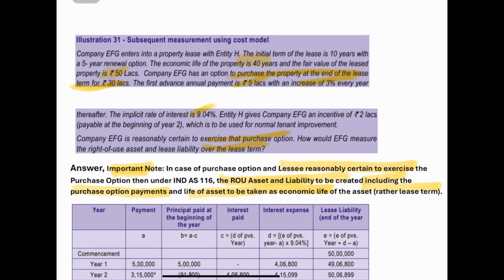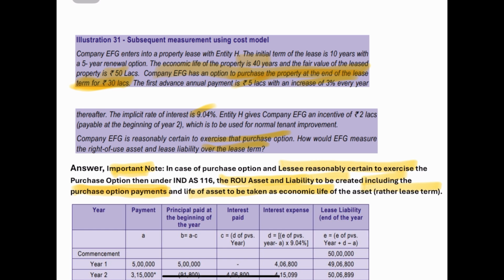So I will repeat, in case of a purchase option and the lessee is reasonably certain to exercise the purchase option, then the ROU asset and liability are to be created, including the purchase option payment. So in this example, the purchase option payment is 30 lakh rupees. It's given that company EFG has an option to purchase the property at the end of the lease term for 30 lakhs. So this 30 lakhs is the consideration to be paid to exercise the right to purchase the property.